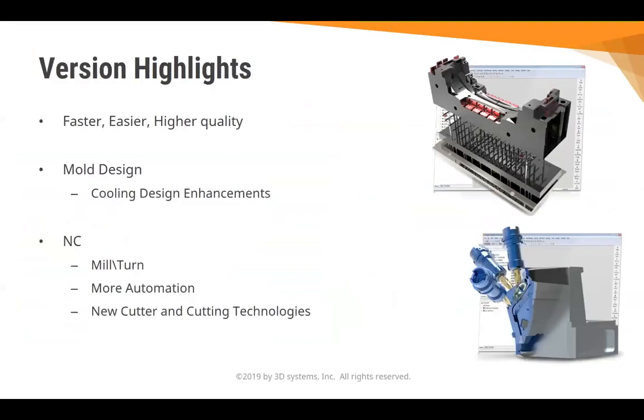We will only look at some of the highlights today. We won't even cover all the highlights that you can see in our version highlight data sheet. A few days ago, we had the run-through of the entire version, and it took us 5 hours. So we don't have 5 hours today, so we will only see a few items. So in mold design, we will be seeing enhancements to the cooling design application. In NC, we will talk about the new Miltern application, more automation tools, and new cutter and cutting technologies. So let's jump right into cooling.